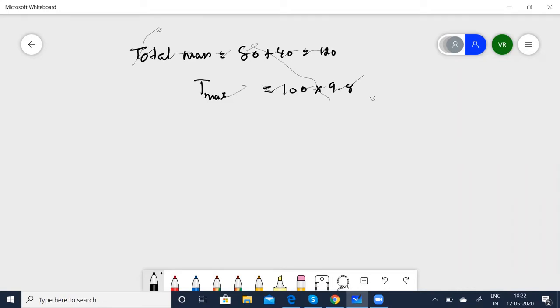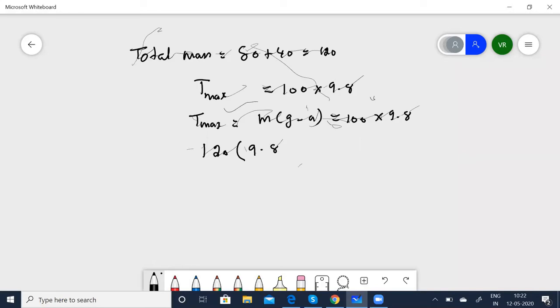You have seen already in the revision notes that T max is given by M into (G minus A). So T max is equal to M into (G minus A). That is equal to 100 into 9.8, which is 980. Now M is given as 120, G is 9.8. From this, we'll have to calculate A. So let us equate both: 120 times (9.8 minus A) is equal to 980.